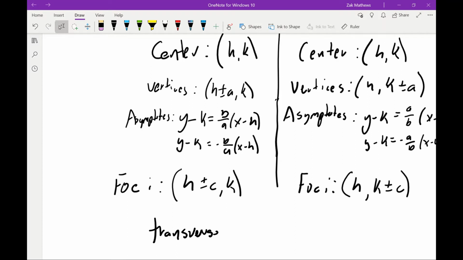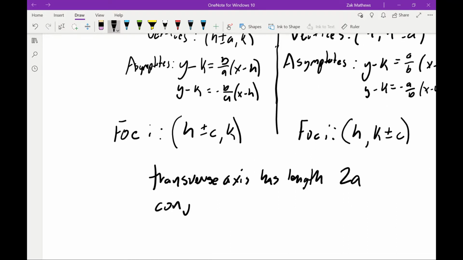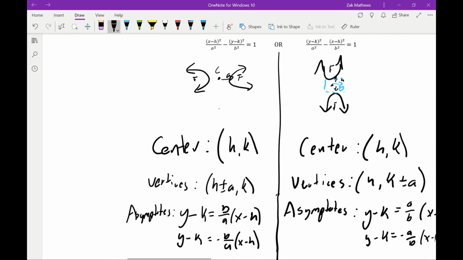Transverse axis has length 2A always, and the conjugate axis has length 2B. For the transverse axis, that would run horizontally in the case of the x squared being positive, vertically in the case of the y squared.